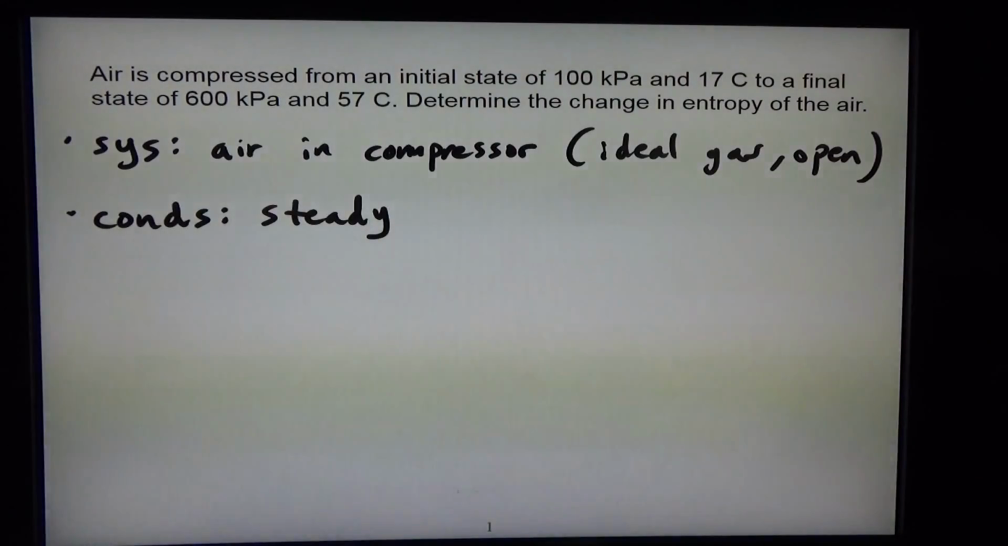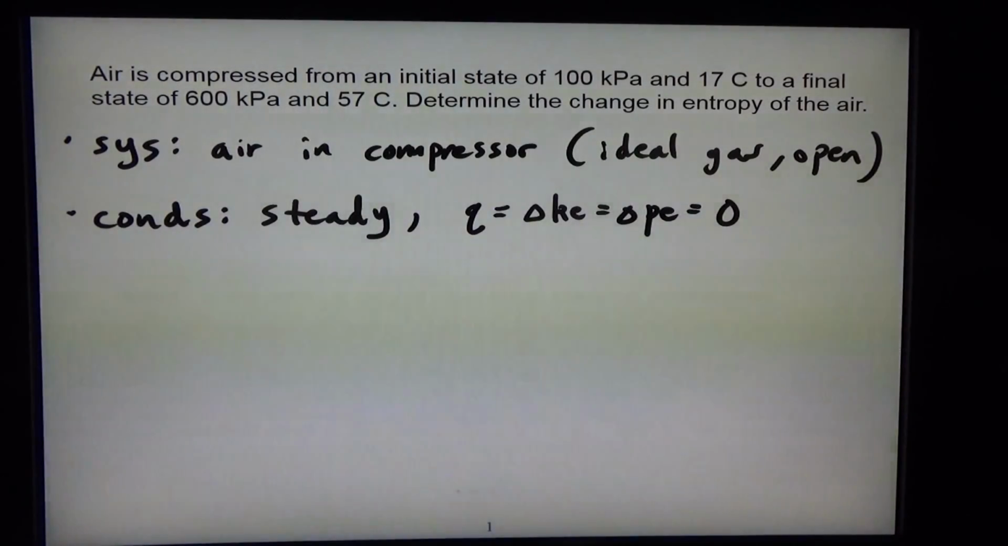For the compressor, we don't need to write the first law necessarily, but if we did, we could assume that Q is equal to delta KE is equal to delta PE is equal to 0. Those are our typical conditions for a compressor.